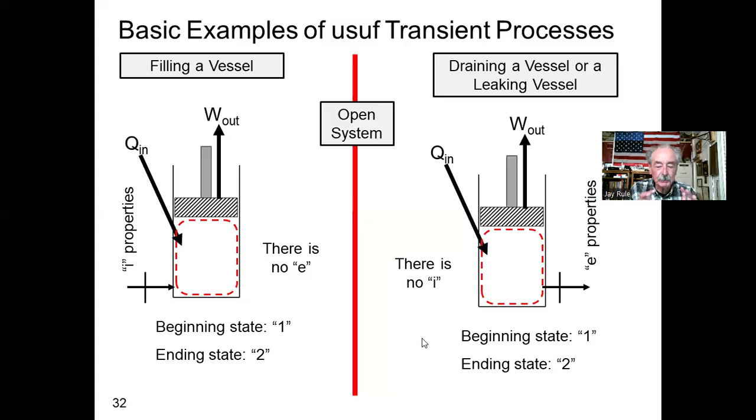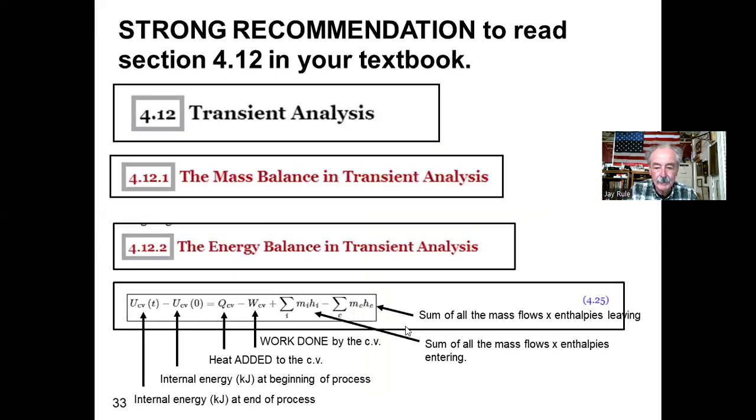It's going to be very unusual, not very frequent, that you have problems like this. So I want to recommend that you don't just depend on this crash course. Go to section 4.12 in your textbook, transient analysis. The textbook does a great job of explaining the continuity equation, conservation of mass. Here we go, mass balance, and the energy balance, the first law of thermodynamics for uniform state, uniform flow. Okay, and here's a screenshot of equation 4.25, and I want to flip it around.